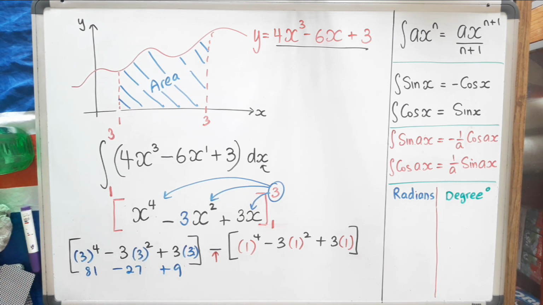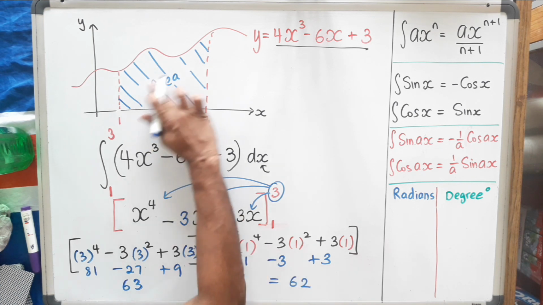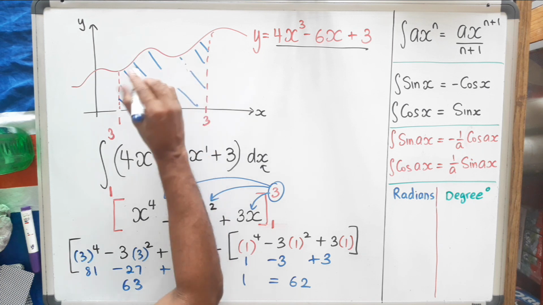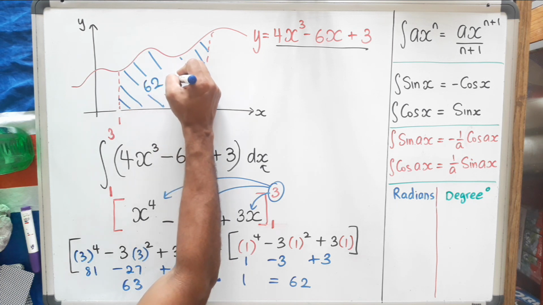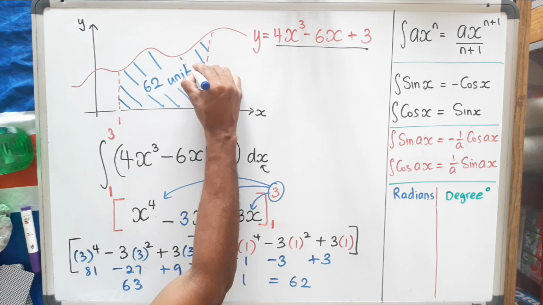Cool. Let me work this out one time. 81 minus 27 plus 9. You're going to get 63 here. Mandatory minus sign. This is going to be easy here. 1 to the power 4 is 1. 1 squared is 1. 1 by minus 3 is minus 3. 3 by 1 is 3. Minus 3 plus 3 is 0. Plus 1 is 1. 63 minus 1 is 62. That means the area of this region is 62 units squared.